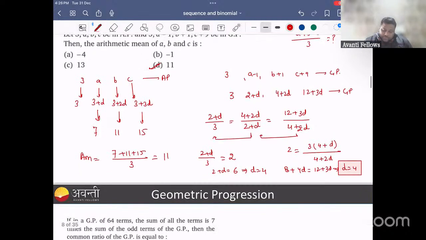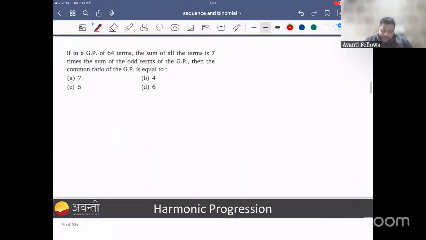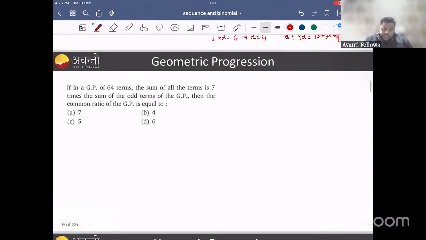Now, attempt this question. In a GP of 64 terms, the sum of all the terms is 7 times the sum of odd terms in the GP. Then the common ratio of the GP is equal to. Now see, sum of odd terms means the sum of the terms occurring at the odd places, means first, third, fifth, and so on.